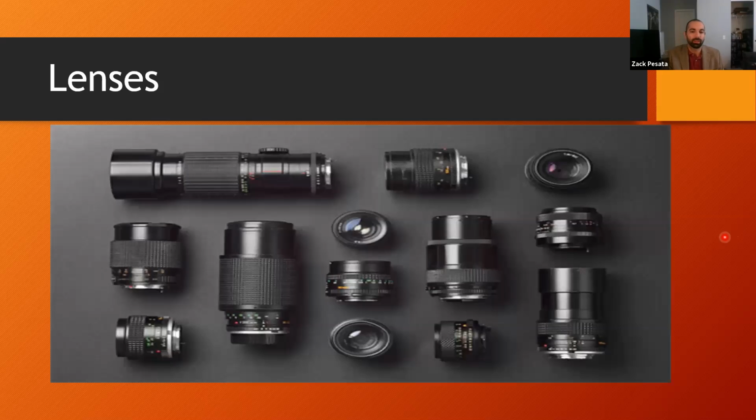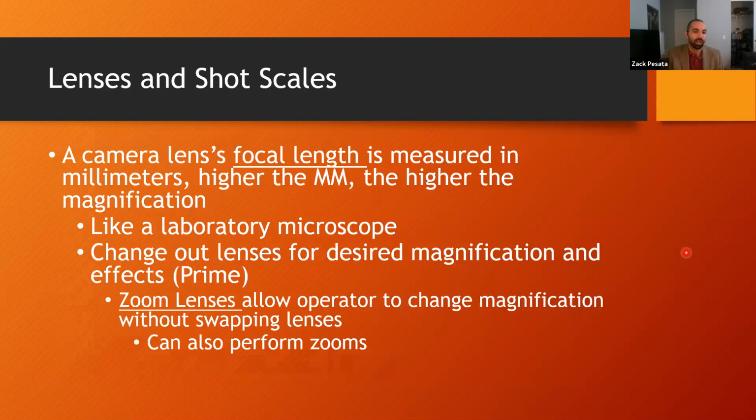Certain lenses give you different effects. So a lens with a high magnification, a high focal length, will also give you a shallower depth of field. But again, you don't really need to know this, but I just want to make clear what lenses are. They act like a laboratory microscope where you literally change the focal length to get closer and closer. You can change out lenses for desired magnification and effects.